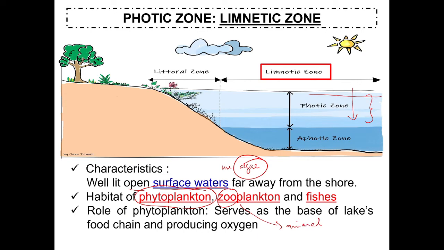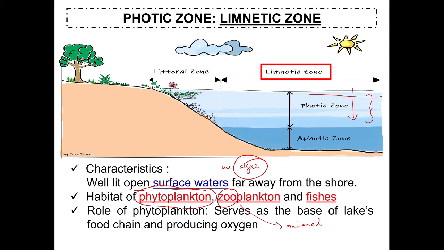Even though protozoa is not an animal, they are protista, but we use the word zooplankton, implying that they are animal-like protista. So zooplankton usually eat the phytoplankton, and fishes will eat the zooplankton. We can see a food chain here.